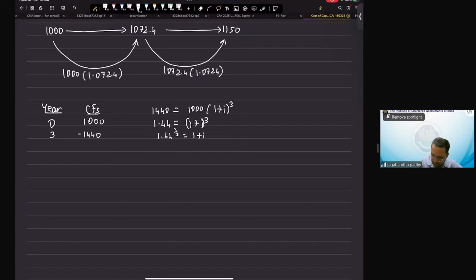Just do as I say. Type 1.44 in your calculator. Press the square root button 12 times. After that, press minus 1, divide by 3, then plus 1. After that, press into equal to 12 times.